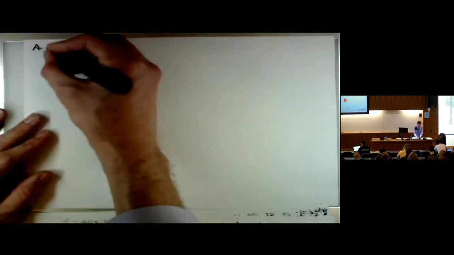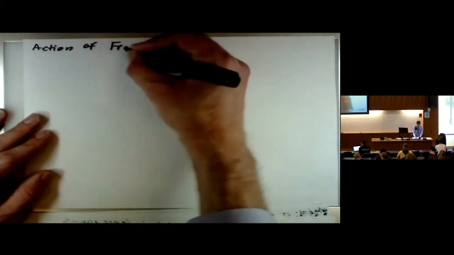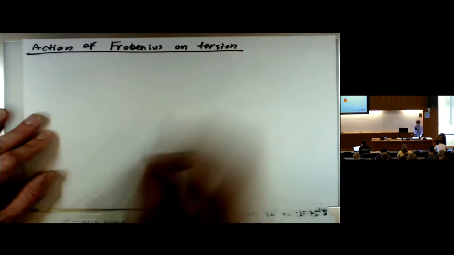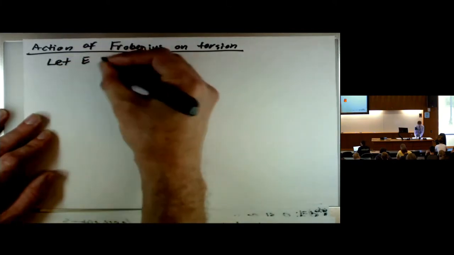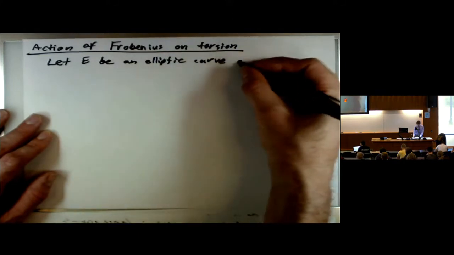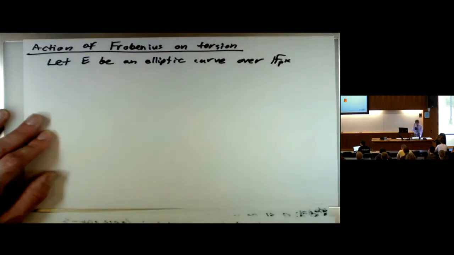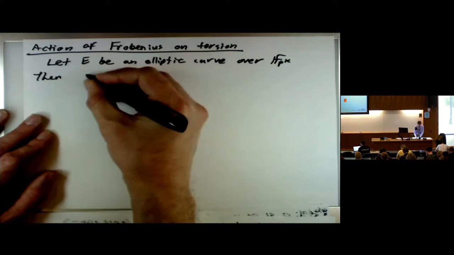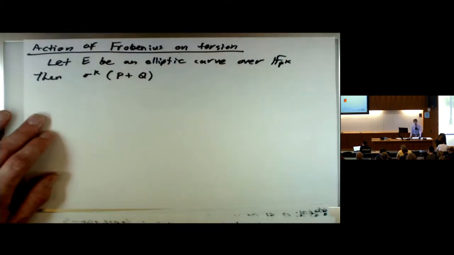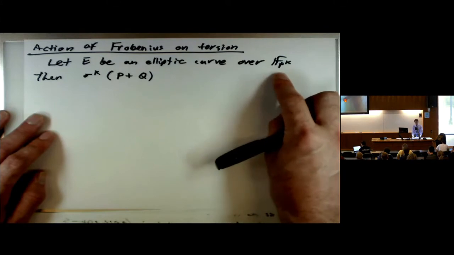Okay, so we want to see what happens when we apply Frobenius to the torsion. So, action of Frobenius on torsion. Let E be an elliptic curve over F_p^k. Then sigma to the k. Well, not only is our curve defined by polynomials over this field, so are the addition formulas, right?